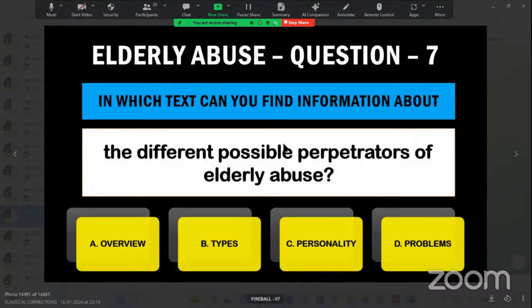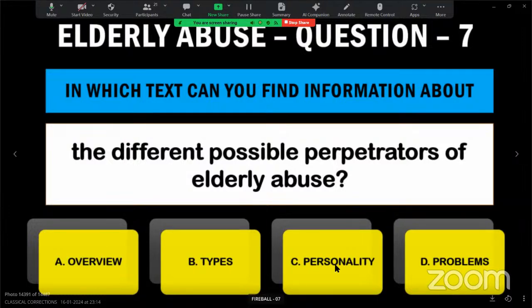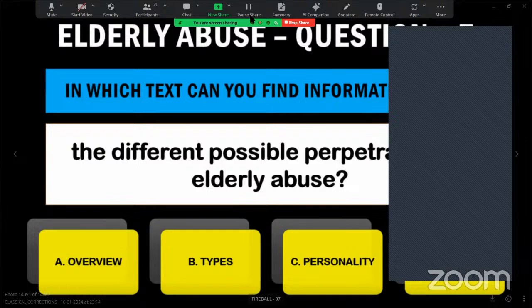You see this question here: the different possible perpetrators of elderly abuse. The different possible perpetrators of elderly abuse. You see, is it in overview or types or personality or problems? Which do you think is right? A or B or C or D?